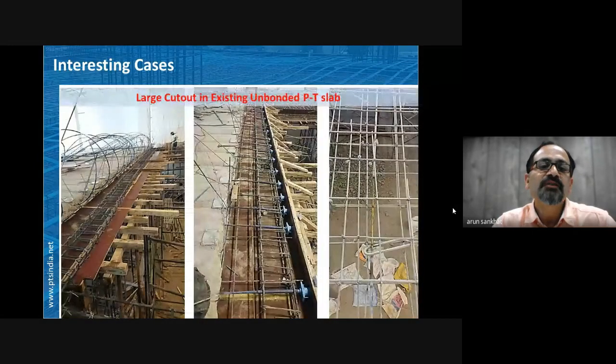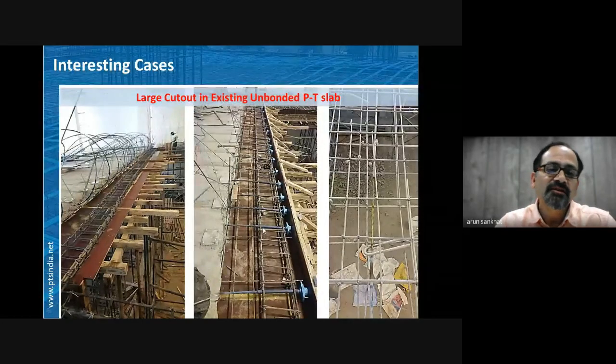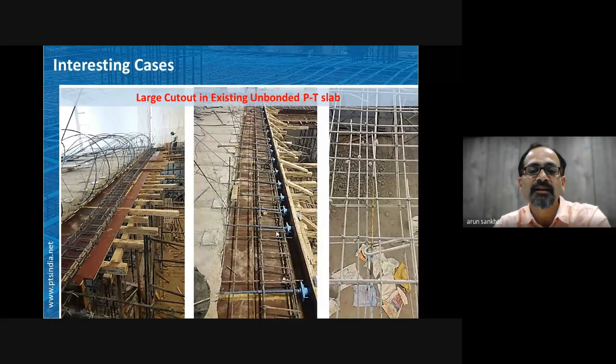A large cutout, say for example, there is a cutout of the entire floor, like maybe around 10 meter by 4 meter. In that case, you can see the existing slab was there. Now the cutout is there, and the cutout is being broken, and after this, the treatment of the end zone is given by slab beam, and then the cables are being laid. You can see these cables being laid here. This will be cast.